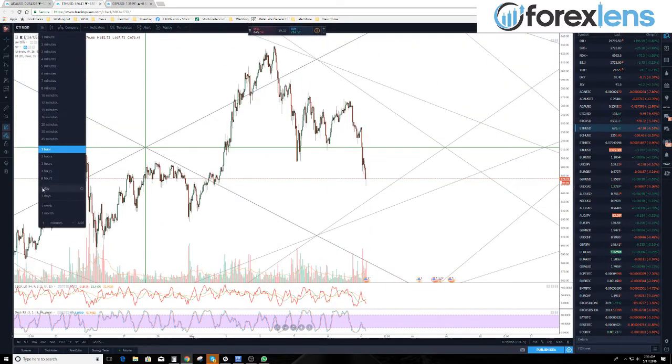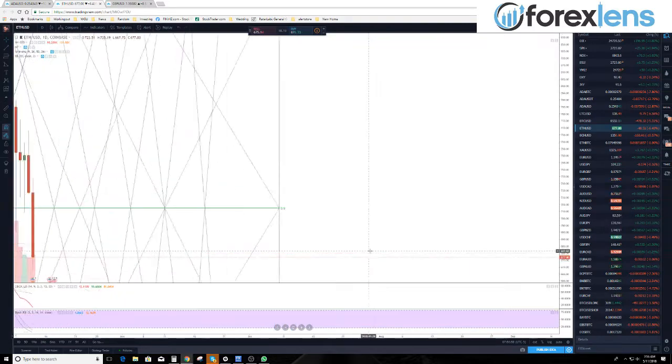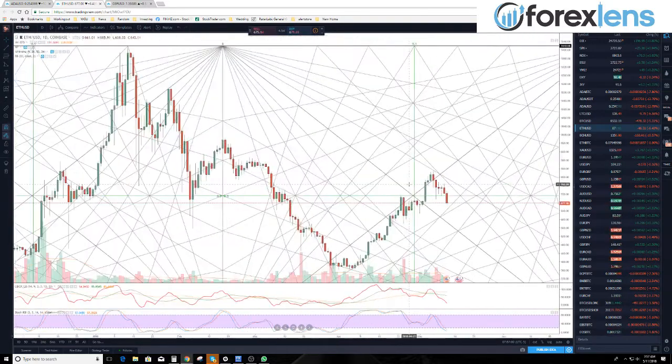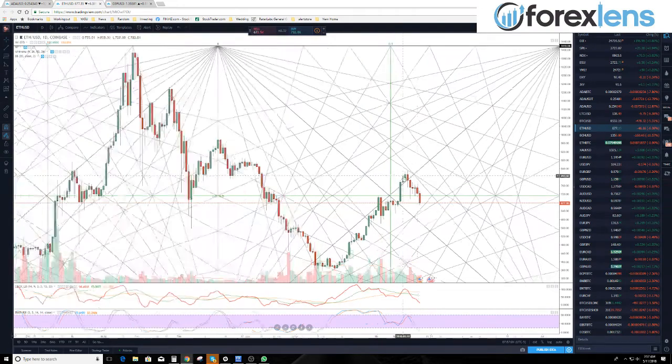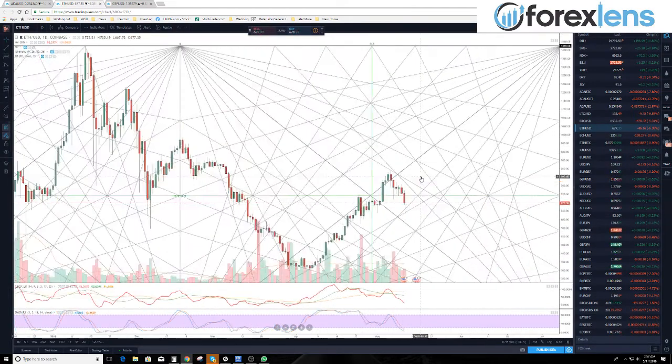If we look at the daily chart, I know for a fact we are getting into another buying condition. This is just a swing we've got going on here. If we go 1, 2, 3, 4, 5, and then A, B, C corrective move.